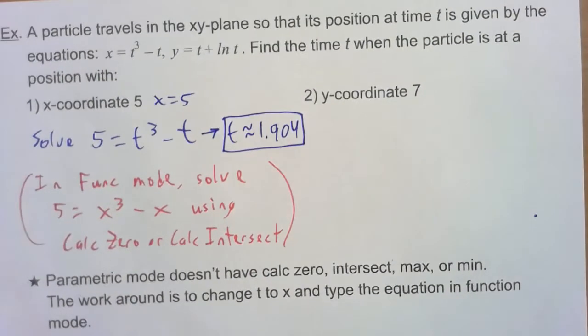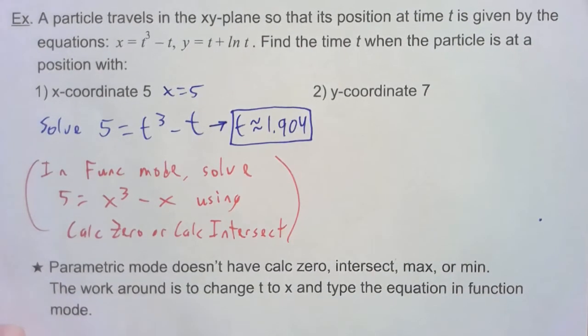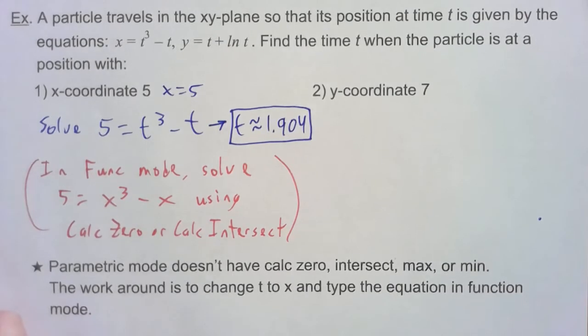All right, why don't you go ahead and give that a try in this second problem here. So it's going to be the same idea. You're going to have an equation to solve. You're not going to be able to solve that in parametric mode in your calculator. You've got to be in function mode to solve an equation. And just pretend like you're in chapter P.